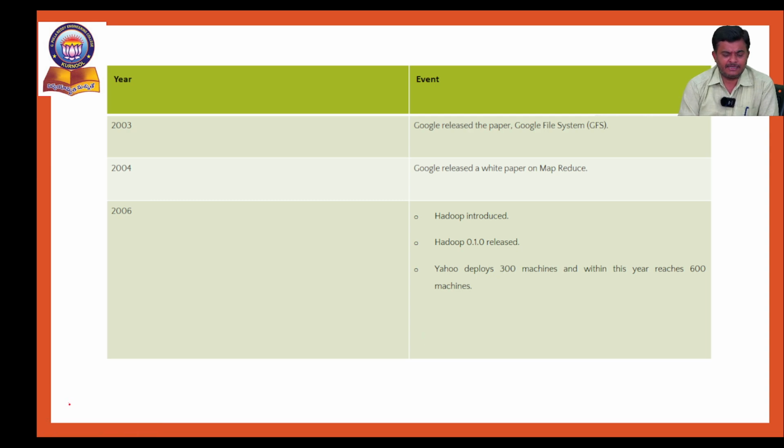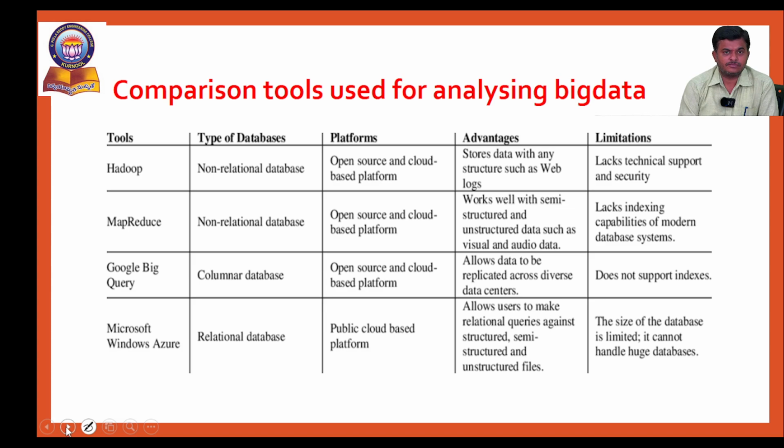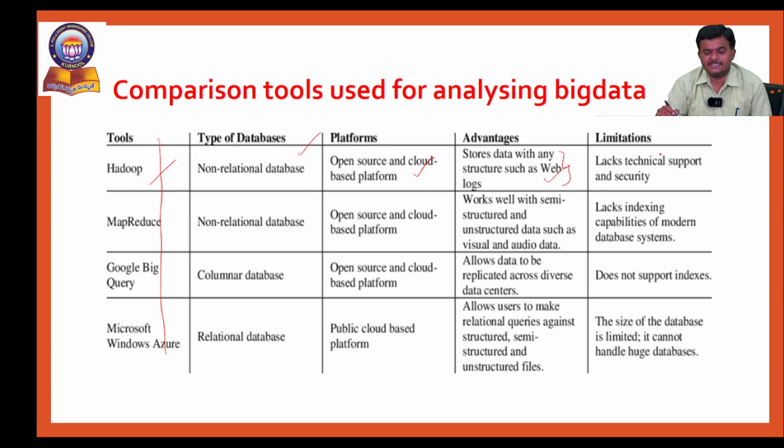So this is again the history of Hadoop, which I have seen earlier. We'll see some comparison of tools used for analyzing big data. So these are several tools. First we'll see Hadoop. Hadoop is a non-relational database system. It's an open source and cloud-based platform. Advantage: it stores data with any structures, such as weblogs also. Limitations: it lacks technical support and security. As it is an open source system, we may not get complete technical support for the tool.